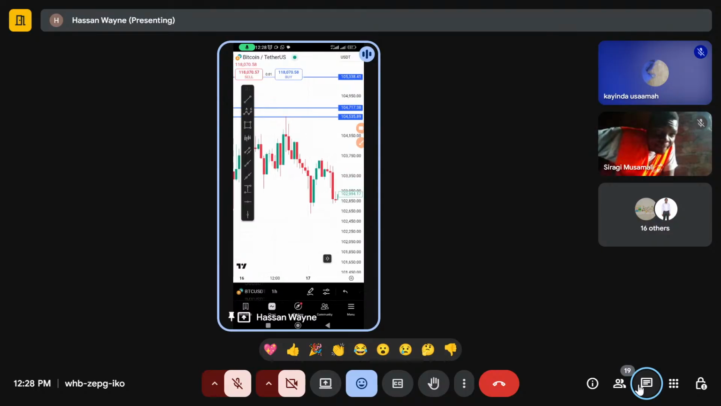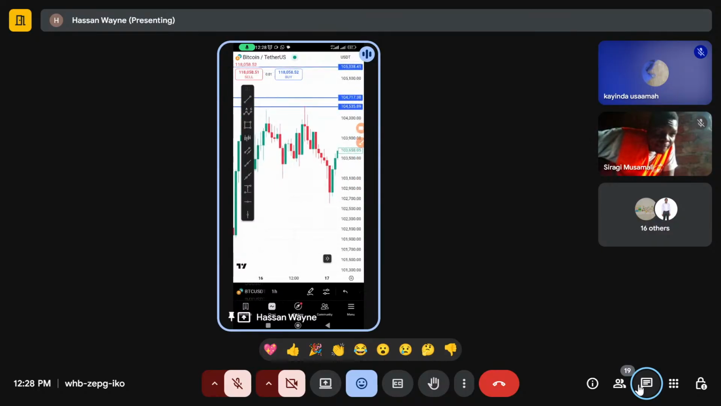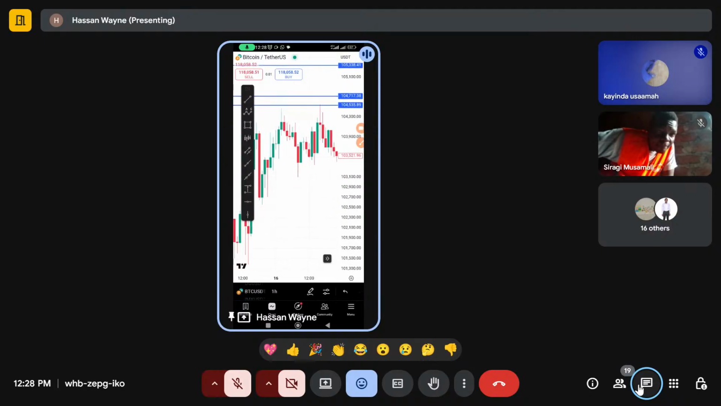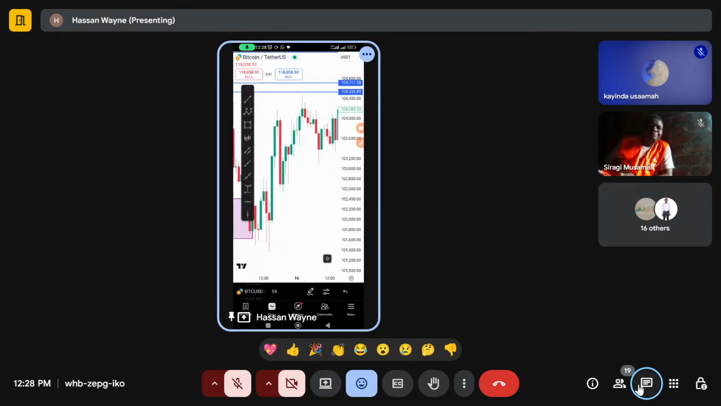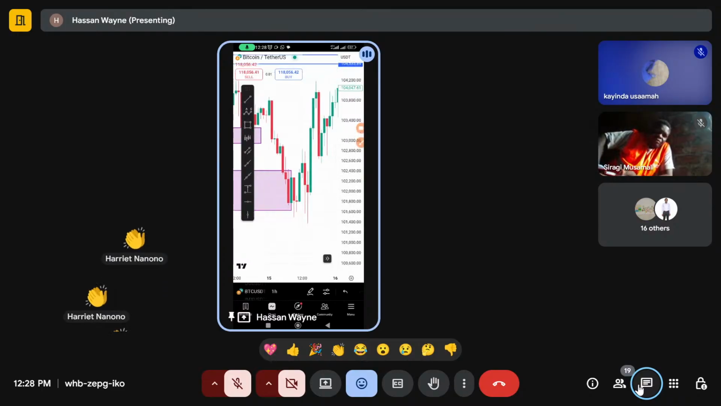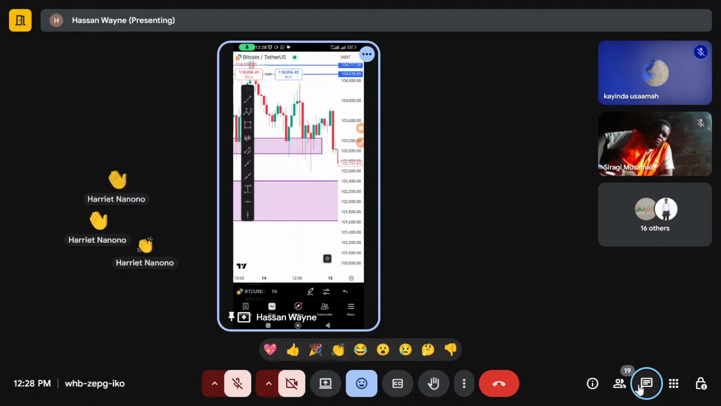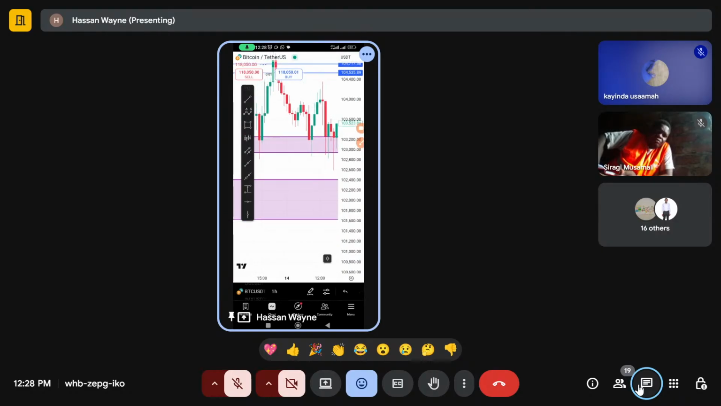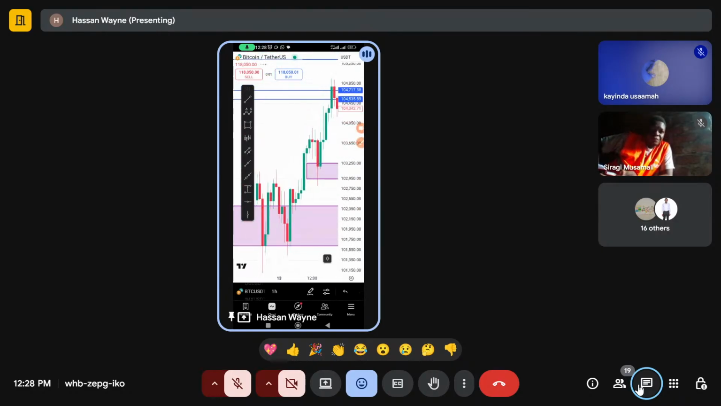But always make sure you draw support and resistance on that candle. Then after drawing that support and resistance, you wait for a confirmation candle. Then after, if it does what you want, you enter the market.